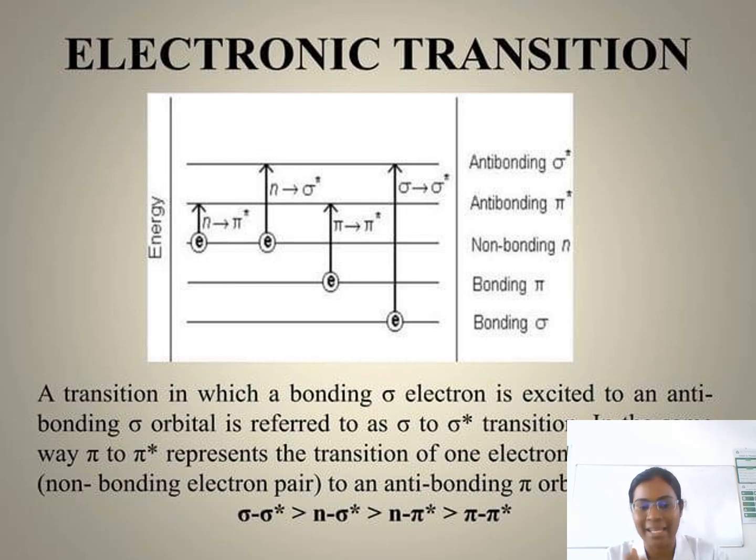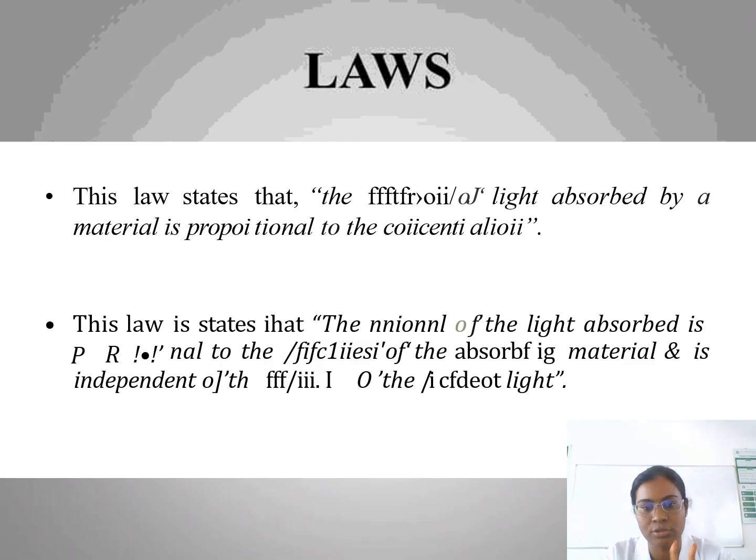In this transition, a bonding sigma electron is excited to an antibonding sigma orbital. That is called sigma to sigma star. Similarly, there are n to sigma star, n to pi star, and pi to pi star electronic transitions.